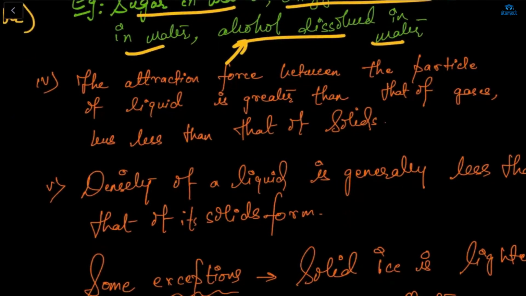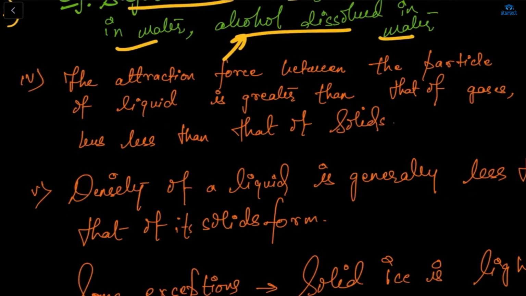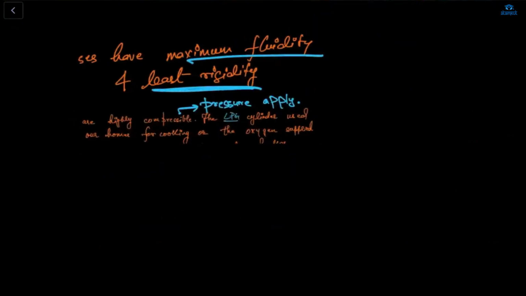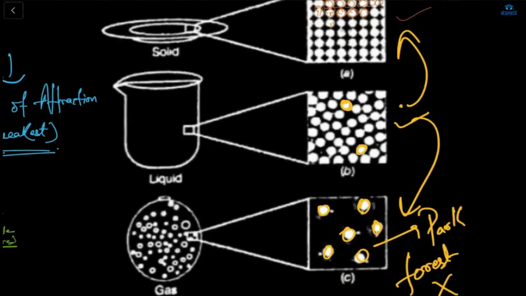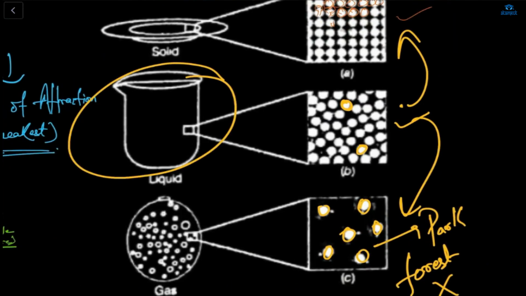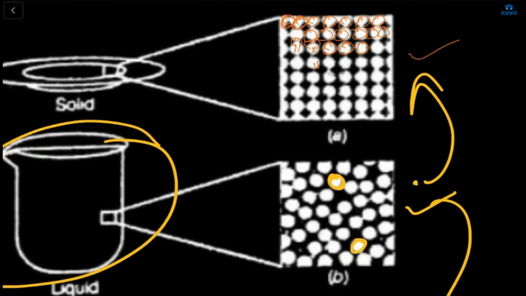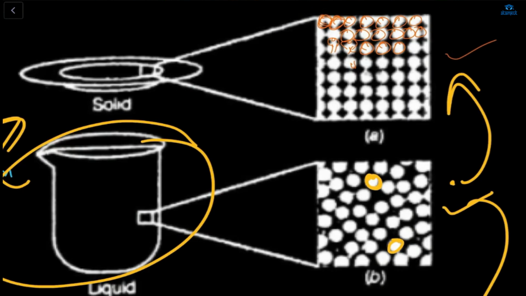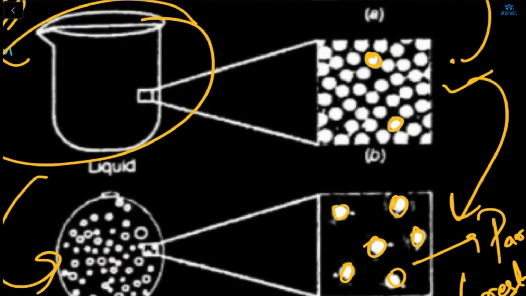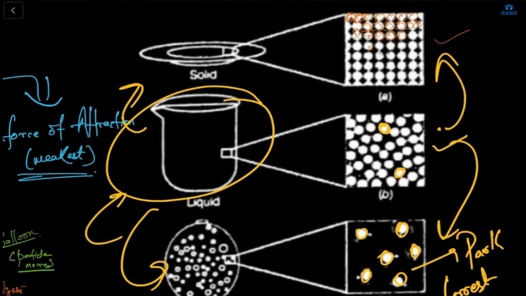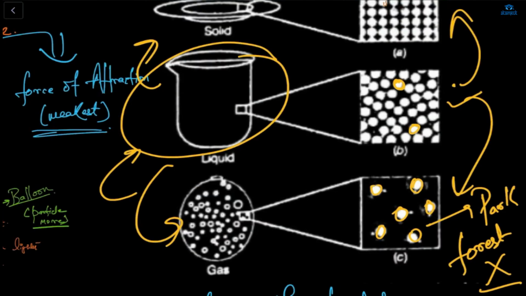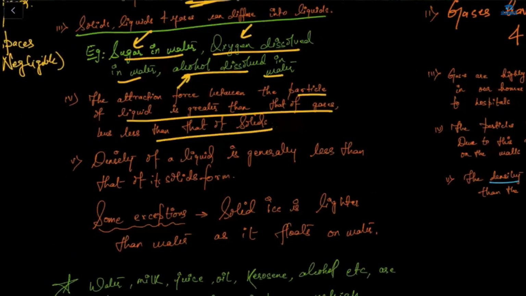Okay, so the fourth point, the attraction force between the particles of a liquid is greater than that of a gas, but less than that of a solid. Now, the attraction force between the particles of a liquid is greater than that of a gas. In this diagram, you can see the attraction force of the liquid is greater than the gas, but it is not greater than the solid, because in the solid they have a very strong force of attraction. In the gas, they have the weakest force of attraction, but the liquid has a strong force of attraction with respect to the gas, but not the solid, because the solid has the most, okay?